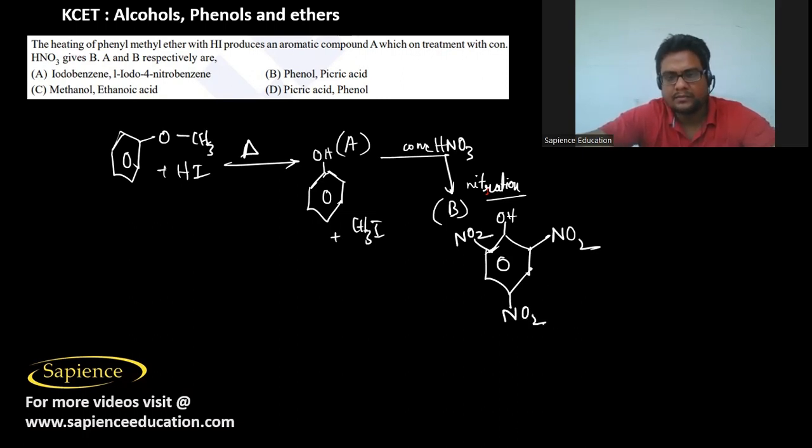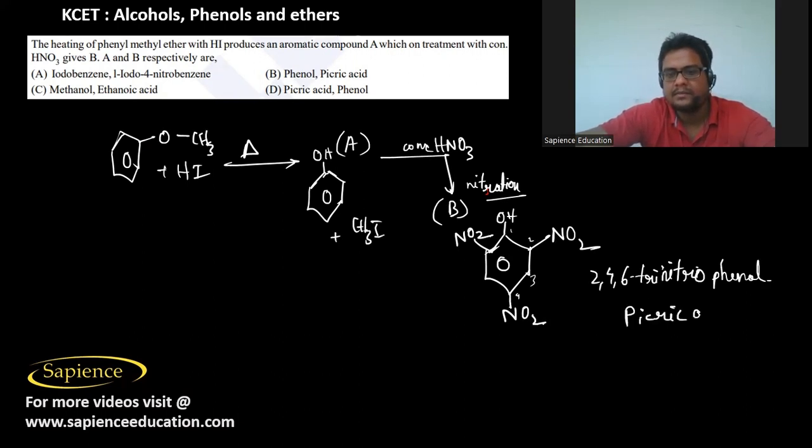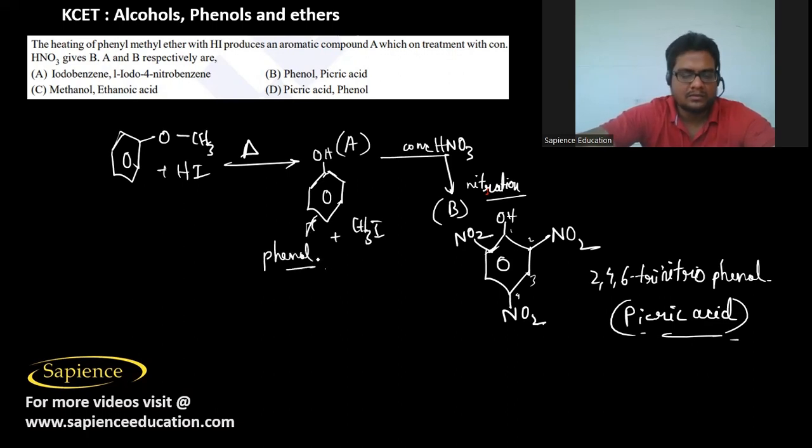So it is numbered 1, 2, 3, 4, 5, 6. So it is 2,4,6-trinitrophenol, which is also called picric acid. So the compound B is picric acid and the compound A is phenol. So option B is the correct answer.